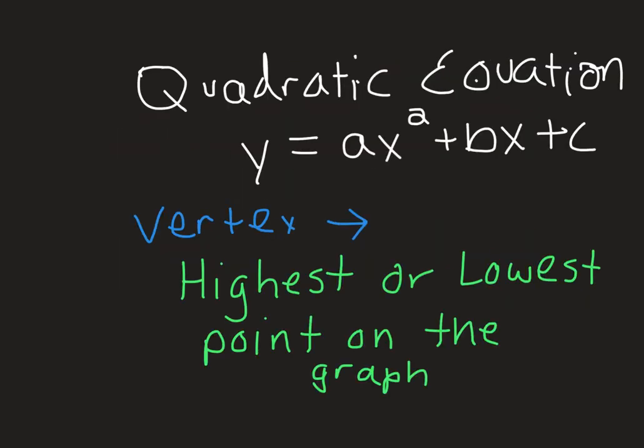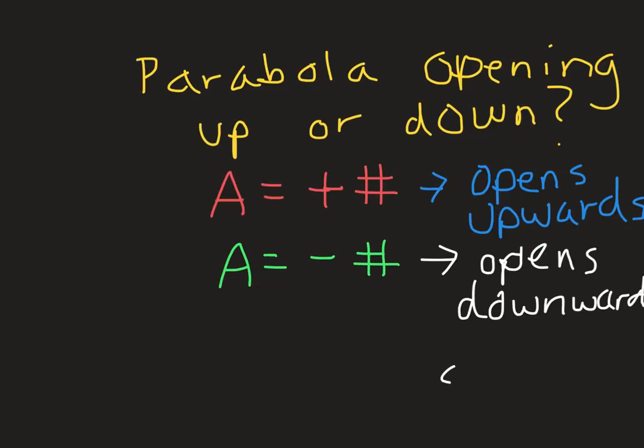First, let's remind ourselves what the standard form of a quadratic equation looks like. It's written as y equals ax squared plus bx plus c, where a, b, and c are numbers. The goal is to find the vertex of the parabola. The vertex is the highest or lowest point on the graph depending on whether the graph opens up or down. So let's answer the question, parabola opening up or down?